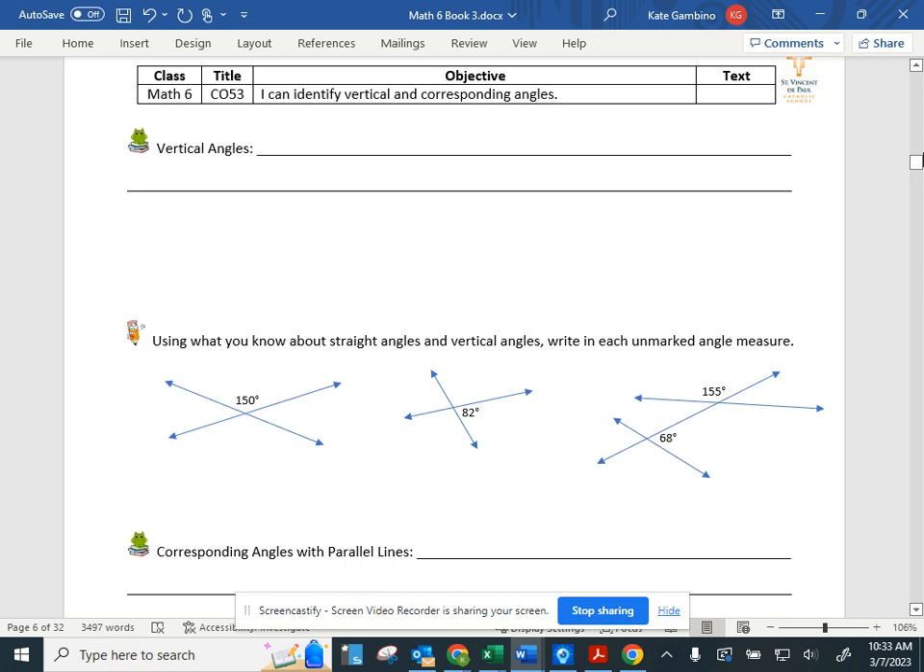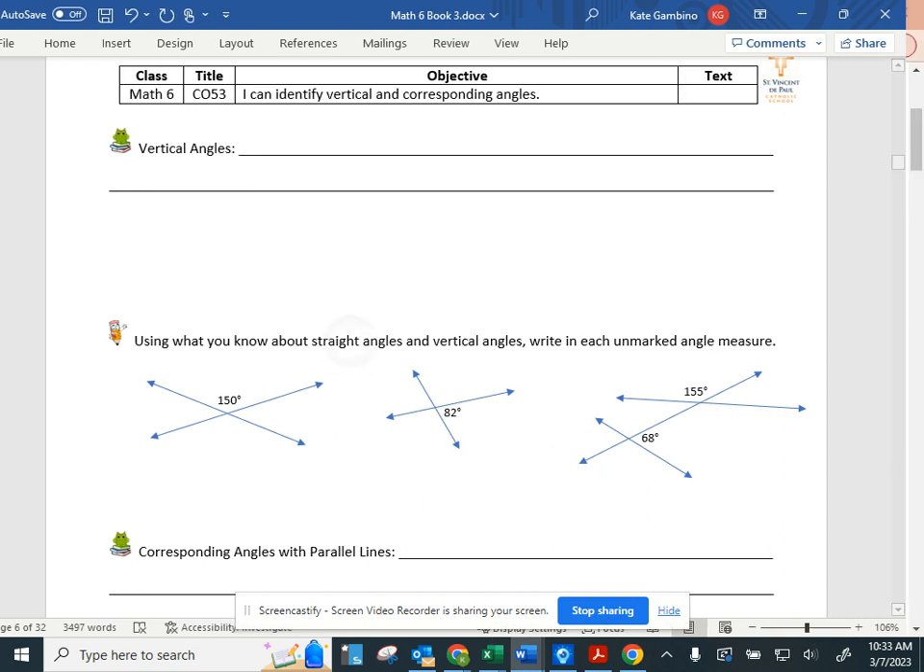Good morning. We are continuing with our unit on angles by doing CO53. I can identify vertical and corresponding angles. Our last objective was talking about the complementary and supplementary. Now we're going to learn about vertical and corresponding angles. So to start that, we need some definitions.